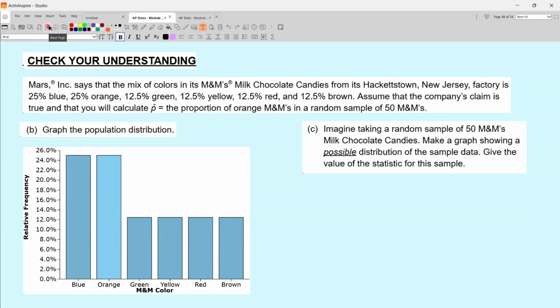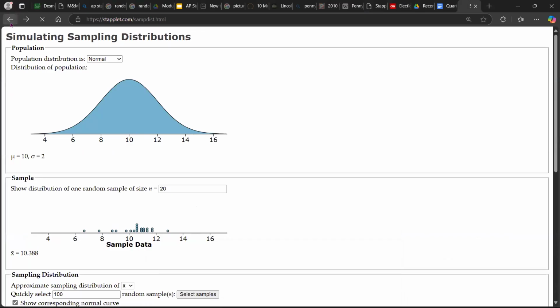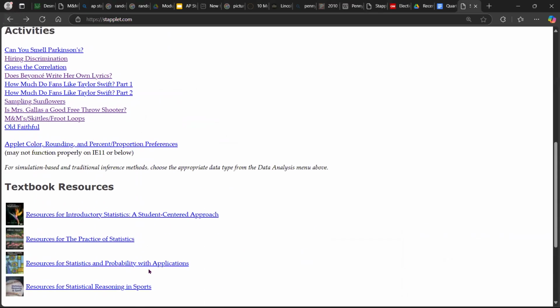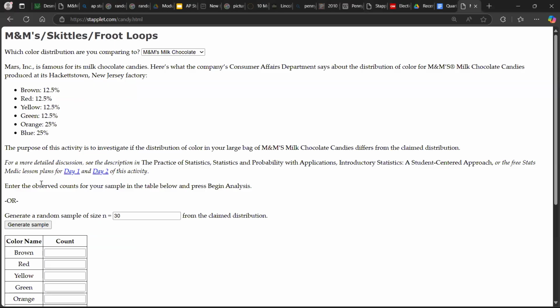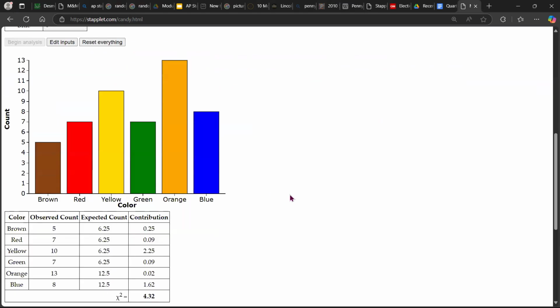Part C, imagine taking a random sample of 50 M&Ms, milk chocolate candies. Make a graph showing the possible distribution of the sample data. Give the value of the statistic for the sample. Well, due to sampling variability, we can have really an unlimited amount of these. But if we talk about samples of size 50, I'm going to put 50 in there. And there's one possible sample.